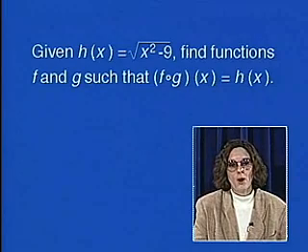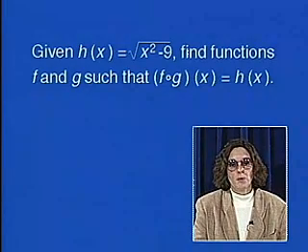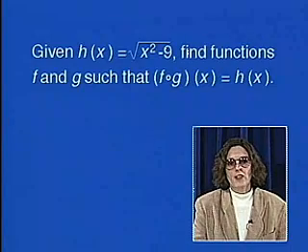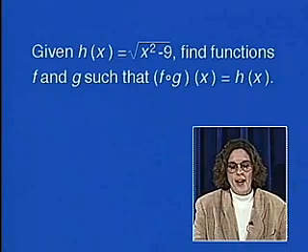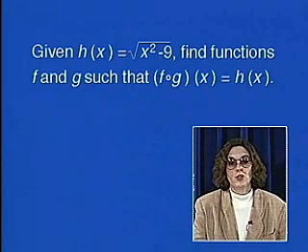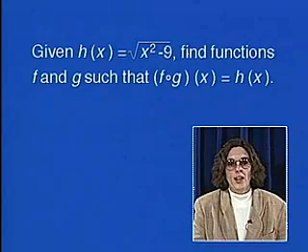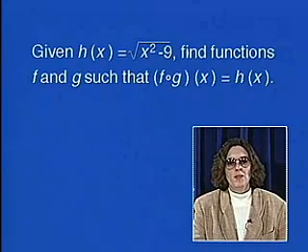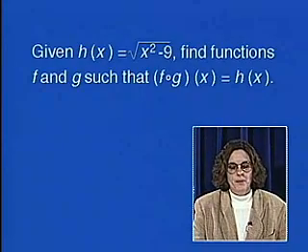Now what I usually like to do with a problem like this is start off by thinking about the operations that are performed in this expression, the square root of x squared minus 9. When you're given a number and you substitute it in for x, the first thing that happens is you square that number. Then you subtract 9, then you take the square root. So keep these three operations in mind.